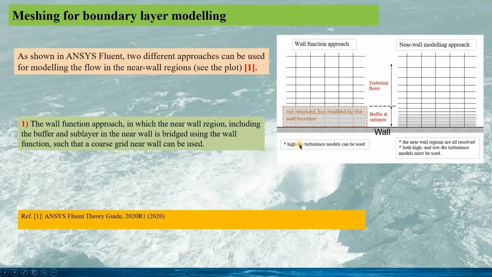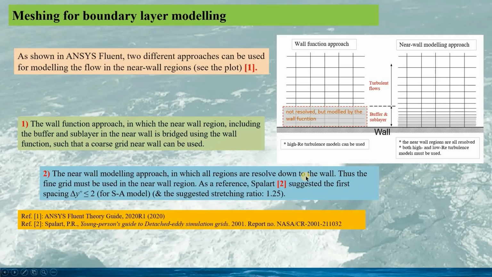The first approach is employing the wall function. As such, the near wall region, including the buffer layer and the sublayer near the wall, is bridged using the wall function, such that a coarse grid near the wall can be used, and high Reynolds number turbulence models can be used only for this type of flow simulation. See this part of the drawing.